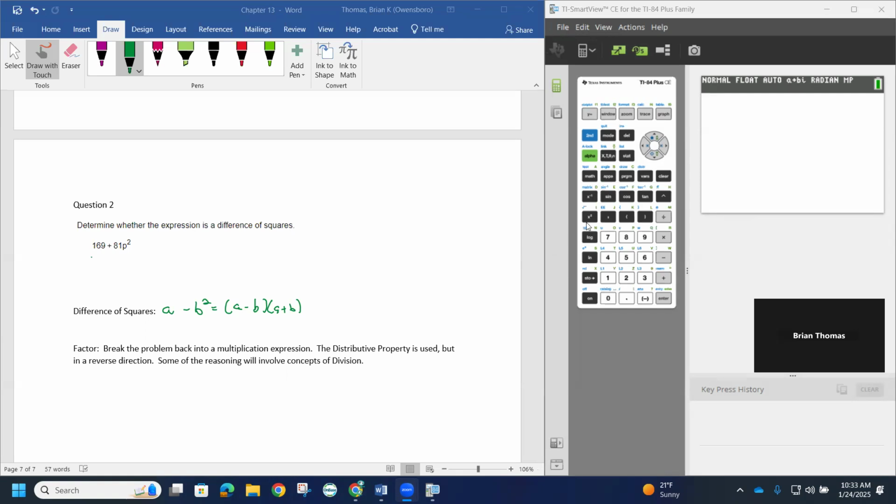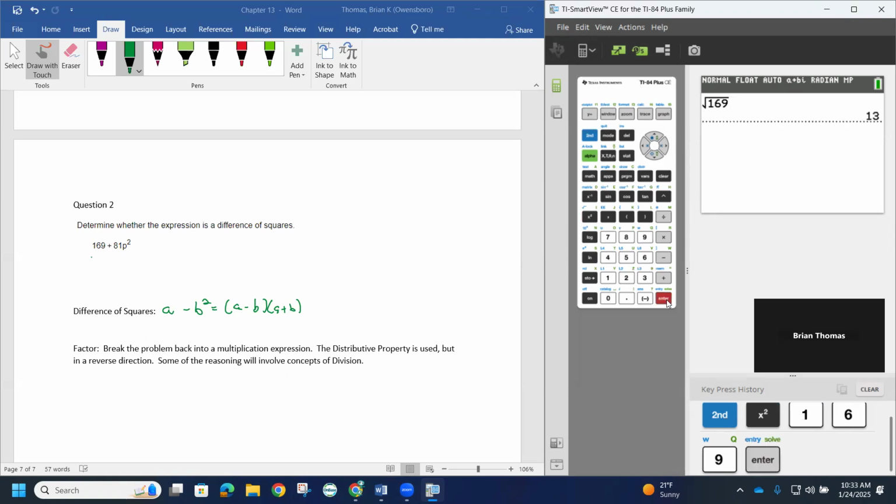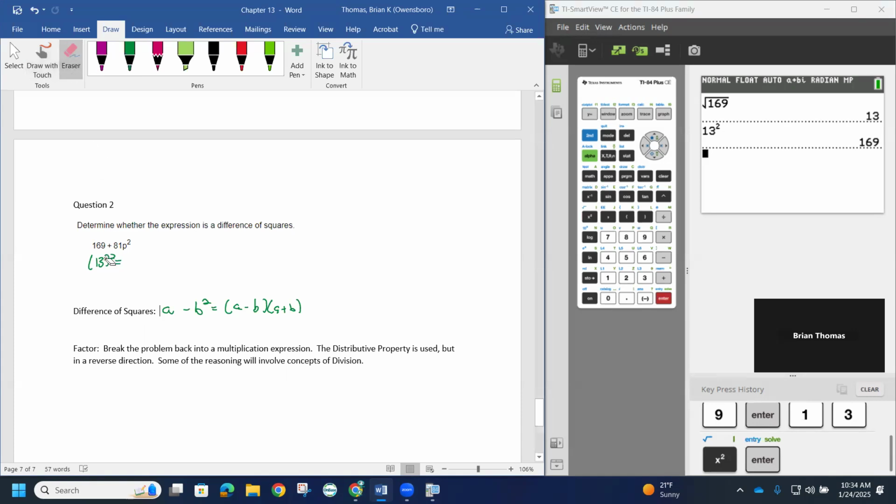One thing you can do is use the inverse of squaring, which is the square root button. So if I hit the second button, then the x squared button, I can type the 169 in. So it gives me the square root of 169. If I hit enter, if I get a whole number, then it's a perfect square. So that tells me 13 squared is 169. And I can verify by hitting 13 and the x squared button, hit enter, and that does give me 169. So the 169 is a perfect square. It's going to be 13 squared.